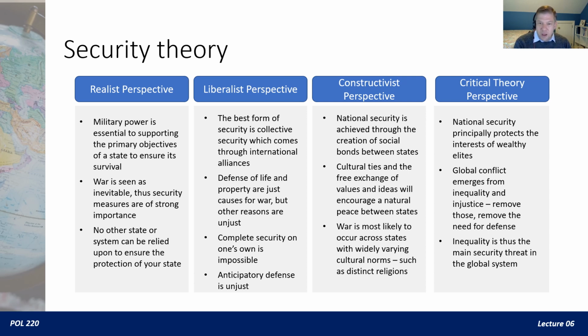So, constructivist perspective. Here things get a little grayer. National security is achieved through creation of social bonds between states. And so, as we talked about with constructivists, if the people residing in those countries have a stronger alliance, then you're a lot less likely to go to war with one another. Cultural ties and the free exchange of values and ideas will encourage natural peace between states.